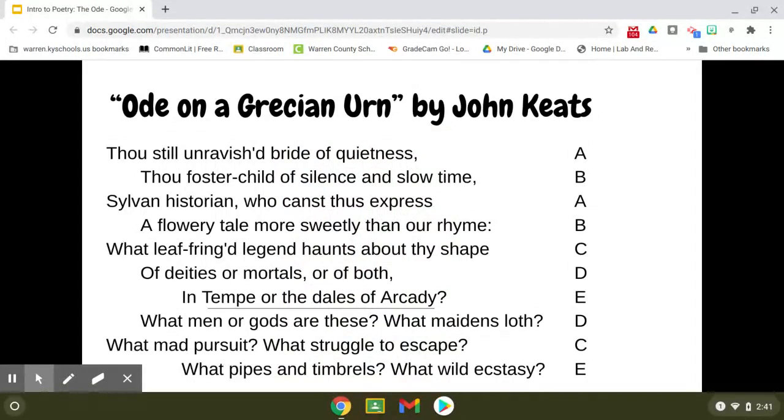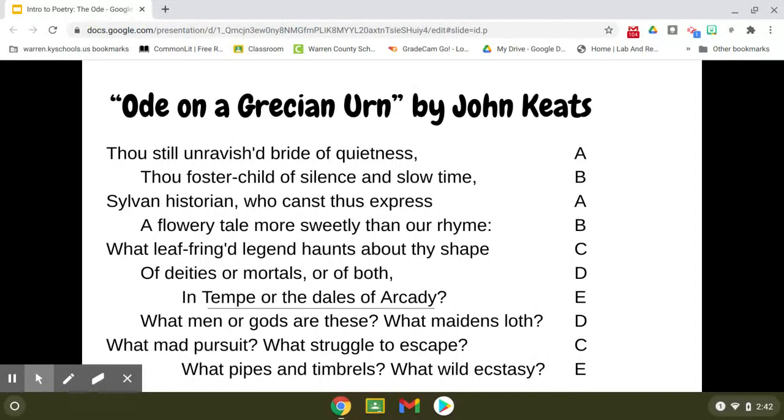"Thou still unravished bride of quietness, thou foster child of silence and slow time, sylvan historian, who canst thus express a flowery tale more sweetly than our rhyme?" So I'm going to stop there and let's talk about the first part.